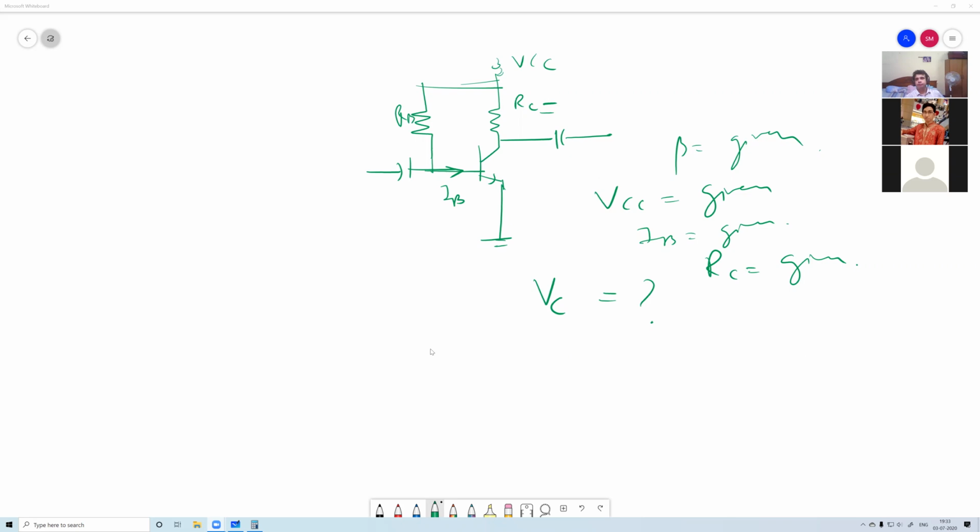Tell me. Of course, I can repeat. It's already given on the board. This is the circuit drawn in the figure. Beta is given, VCC is given, IB is given, and RC is given. You need to find VC. How to find it? Anyone? We will first find IC by putting the formula of beta. Very good. Correct. First step is absolutely right.